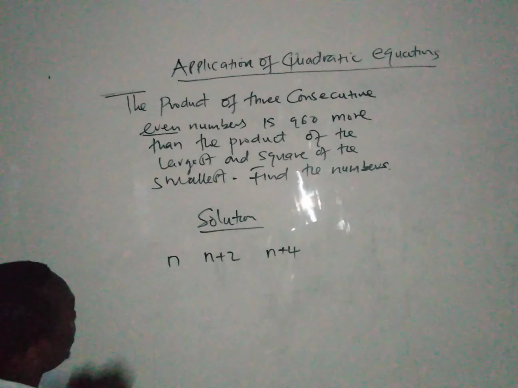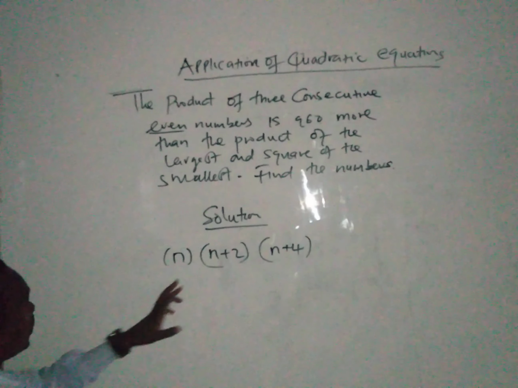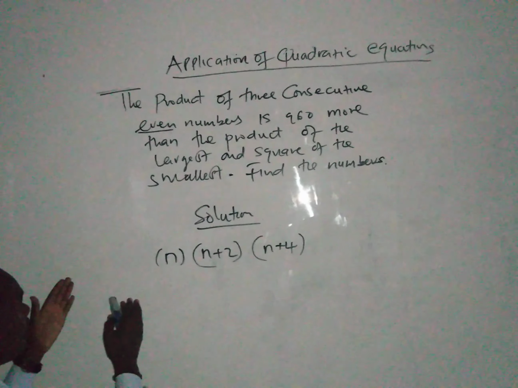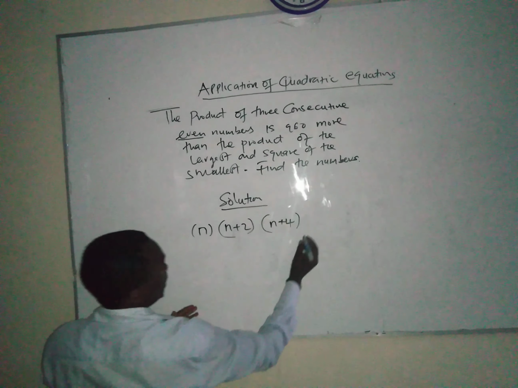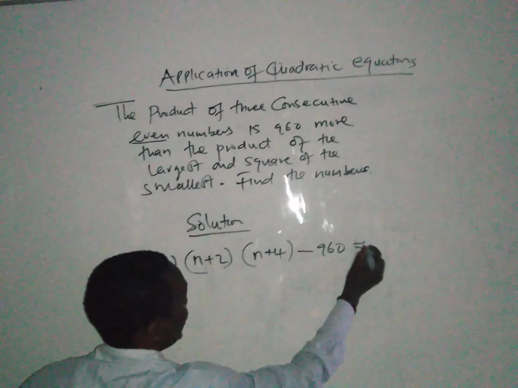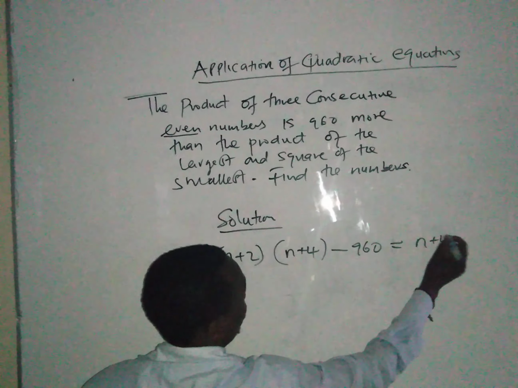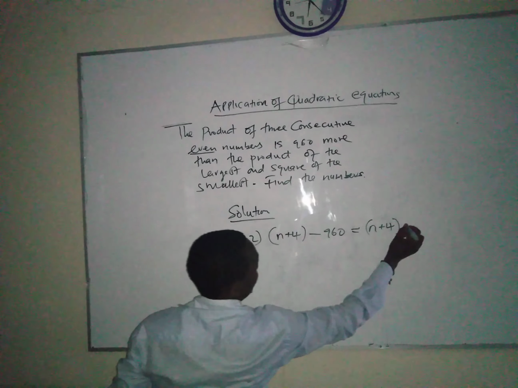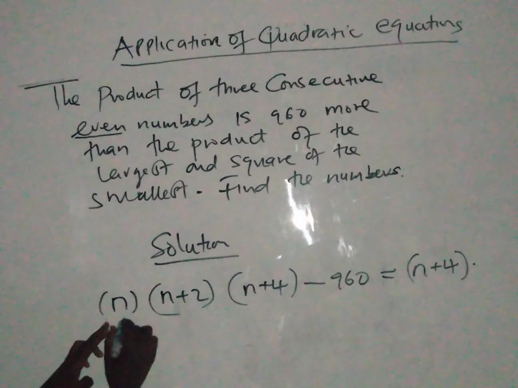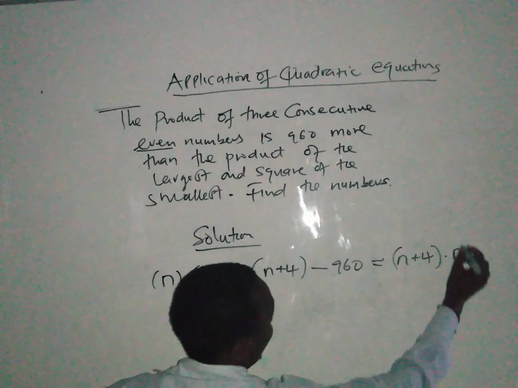We are told that the product of these numbers, so product means multiply these numbers, is 960 more than the product of the largest and the square of the smallest. So if we subtract 960 from the product, the answer is going to be equal to the largest number, which is n plus 4, multiplied by the square of the smallest number. Because from n to n plus 4, the order is increasing, this is the smallest number, so we are told the square of that.